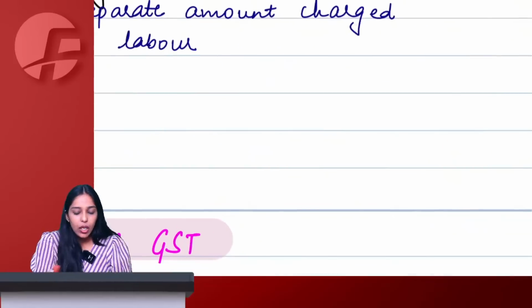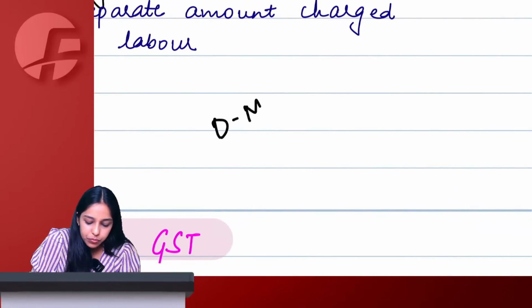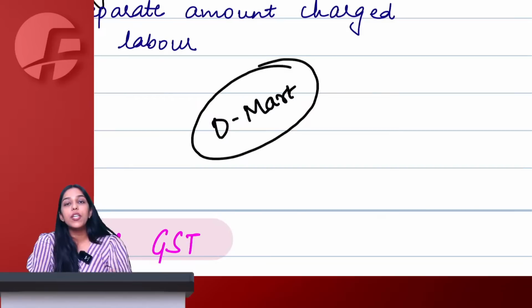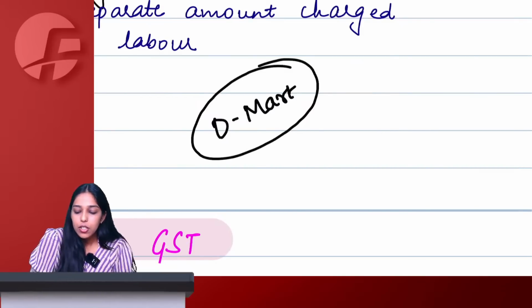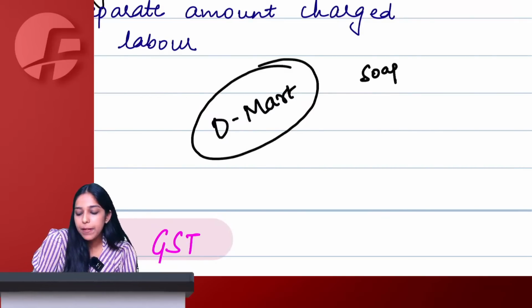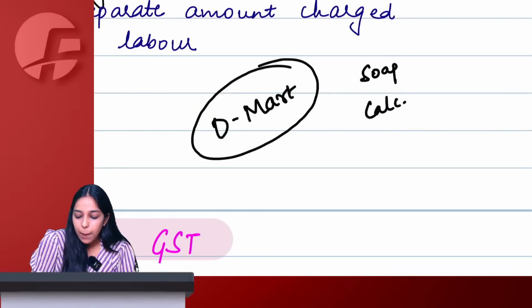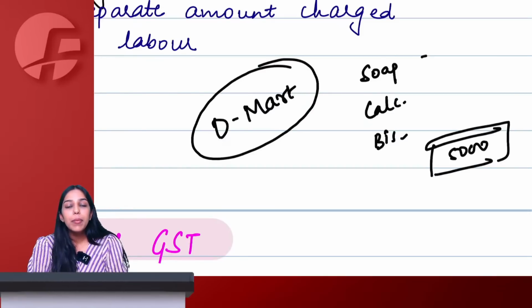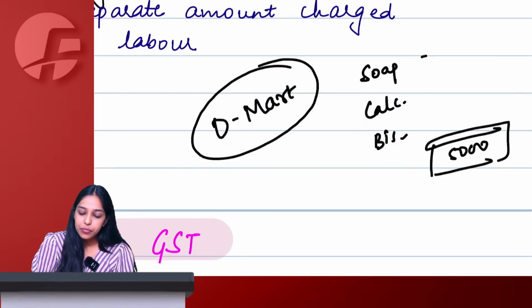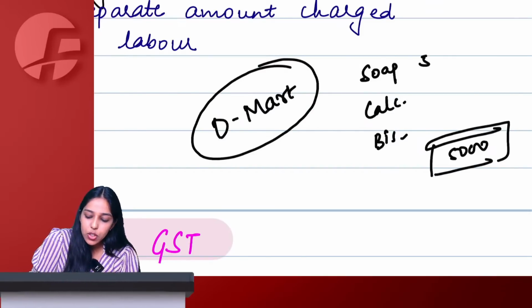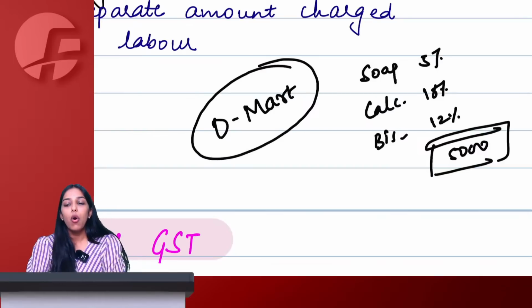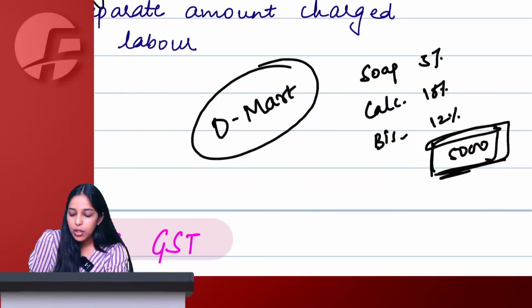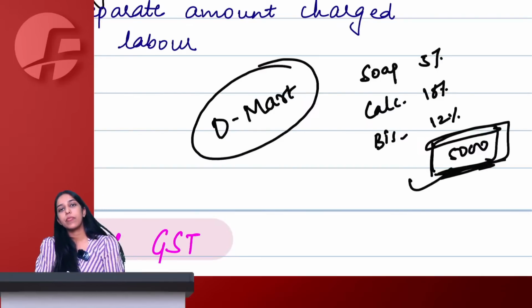Now, let us say you go to DMart and you purchase a lot of things. So I took, let us say, soap, calculator, biscuit, etc. And there was a single bill of 5,000 that I paid. What will be the rate of GST applicable? Soap, let us assume 5%, calculator 18%, biscuit 12%. What will be the rate of GST applicable on this 5,000?